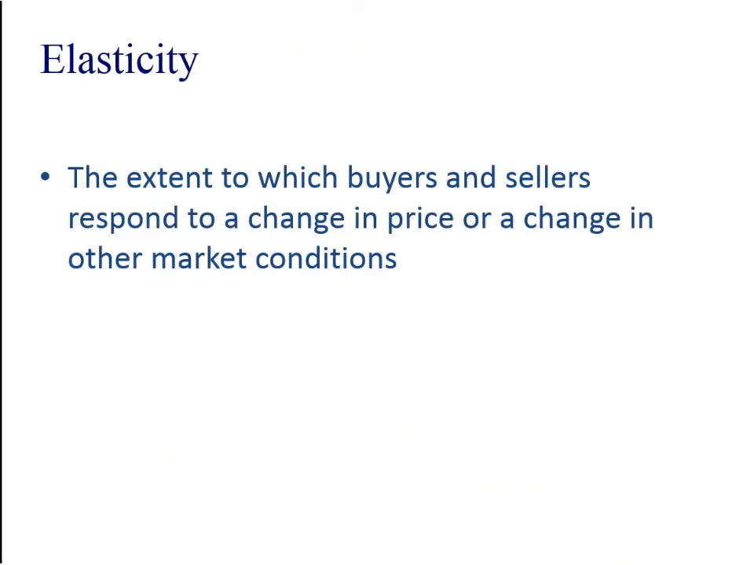So elasticity is looking at the extent to which buyers and sellers respond to a change in the price or a change in other market conditions. The one that we're going to look at is income as well. I always think of it a bit like a science experiment. So you're going to change the price, or you're going to change the income, and then you're going to observe how much the quantity demanded changes, or the quantity supplied changes, or the quantity demanded of another product, if we're looking at cross price elasticity of demand. So we're always changing the money aspect of it, either the price or the income first, and then looking at how the quantity differs.